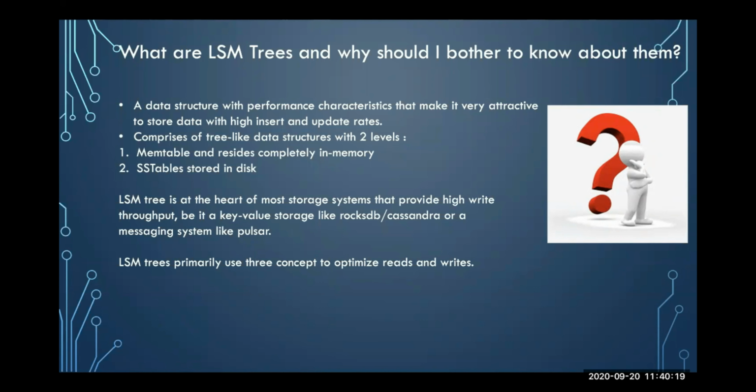Coming to the structure, it comprises of two levels. The first level is mem table and it is resident in our main memory. The second level is SS tables, which are stored in disk. This can be SSD, HDD, or anything.